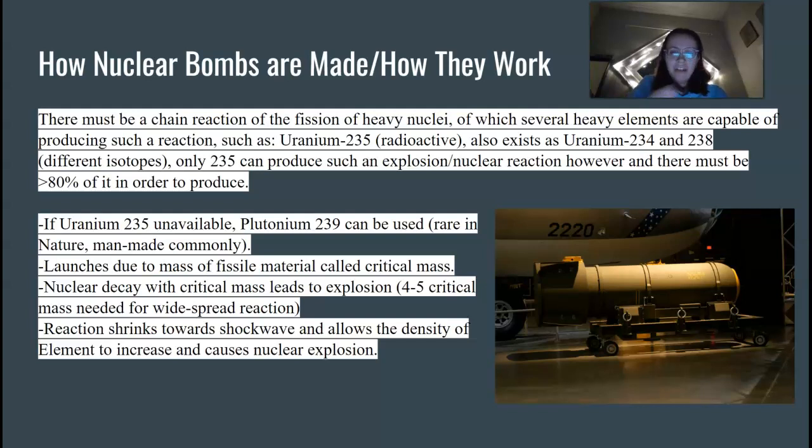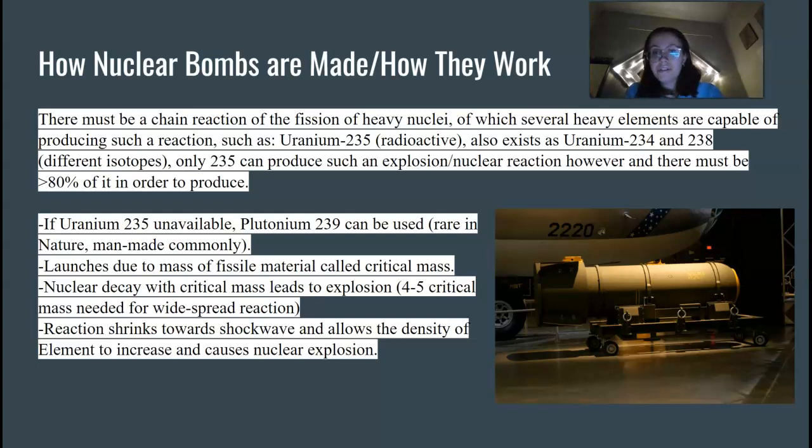So to start off, there has to be a chain reaction of the fission of heavy nuclei. So there are a couple of elements that are capable of producing this type of reaction. So the first one is uranium-235, which is radioactive. And it does exist in other isotopes, which is why uranium, the element, has a few other numbers by it. So it also exists as uranium-234 and 238. However, specifically just the uranium-235 isotope can produce that type of explosion in a nuclear reaction.